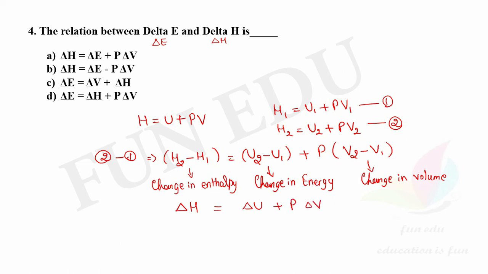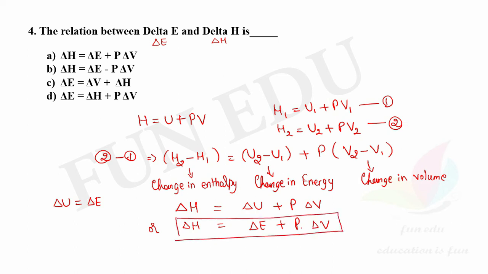We also know that internal energy can be represented in terms of U or E. So delta U will be equal to delta E. So I can write it as delta H is equal to delta E plus P into delta V.